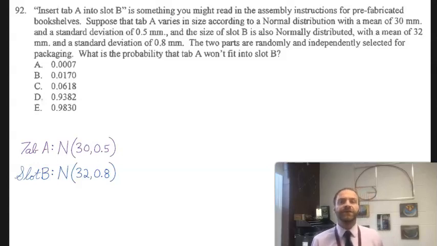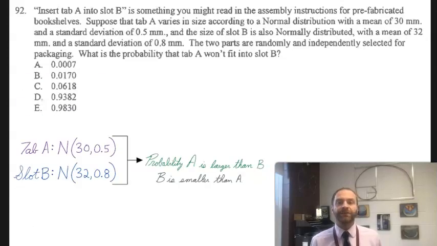Now what we're asked to do is find the probability that tab A will not fit into slot B. That's what we're looking for here. In other words, we want to find the probability that A is larger than B, or a better way of thinking of it is B is smaller than A. Now the reason why I'm saying it that way is because if I'm going to table A, I need to think about area to the left because that's what table A gives me. So I'm thinking smaller because that's stuff that deals with less than. So that's what I'm looking for here.